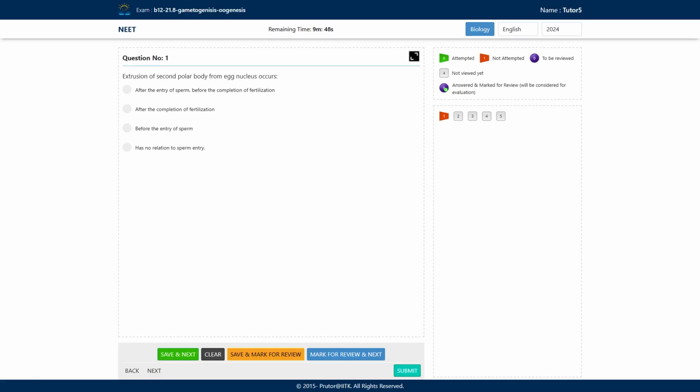Now we'll start with the DPP related to this topic. What is the first question here? Exclusion of second polar body from egg nucleus occurs. So when is the second polar body formed? When the secondary oocyte completes its meiosis 2, the second meiotic division, the second polar body is formed as well as the ovum. After meiosis 1, the first polar body is formed. After meiosis 2, the second polar body is formed.